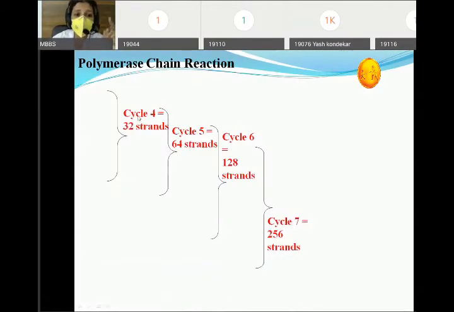In this, you can see at the end of 4 cycles, you have got 32. At the end of 5, double of 32, that is 64. At the end of 6, 128. 7, 256. So in that way, you can calculate how many DNA strands you will get at the end of 20 cycles. So in this way, from a single DNA, if you are having the single DNA of the patient, from that single DNA also you can amplify it and get millions of copies of DNA.